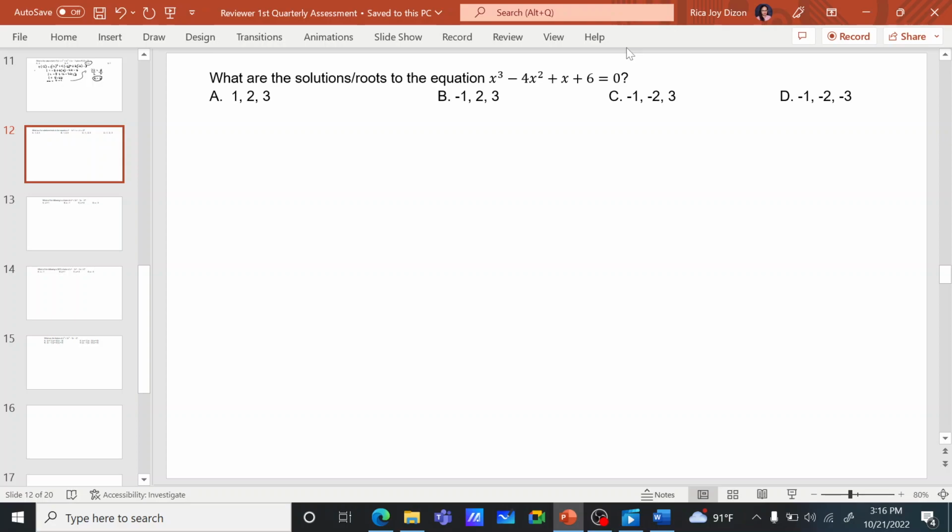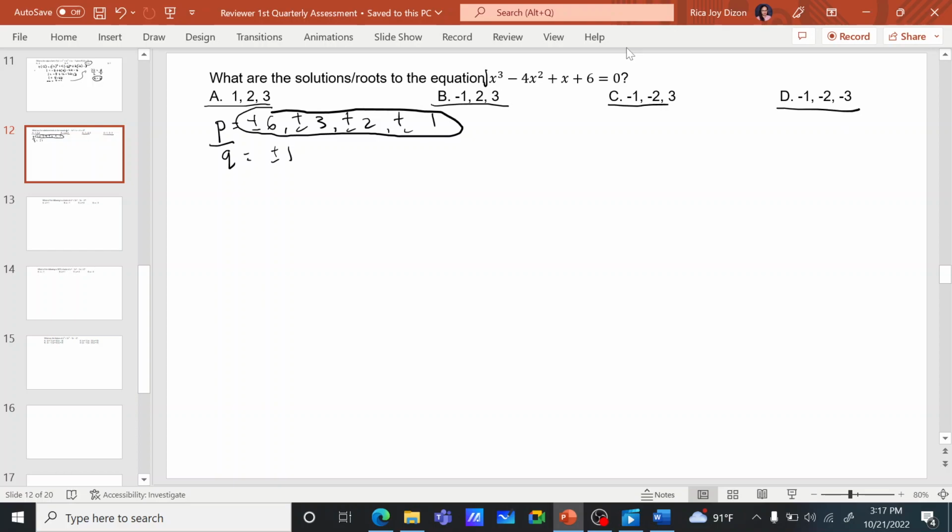What are the solutions, roots to the equation x cubed minus 4x squared plus x plus 6? So we know the value of our p and q in here. We know that p are the factors of our constant 6. Positive and negative 6, positive and negative 3, positive and negative 2, then positive and negative 1. Then your q is the leading coefficient, which is the invisible one there in x cubed. That's positive and negative 1. Then p over q's are all these values. So we choose among in here what are the possible roots. We already have the choices, so we don't have to undergo all of the steps in here. We just simply choose among the choices.